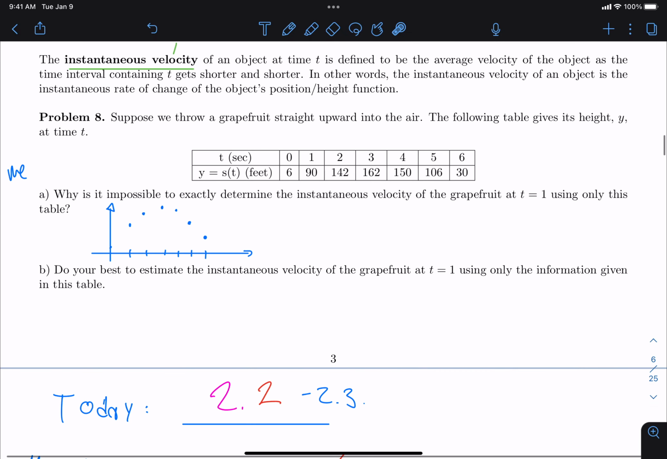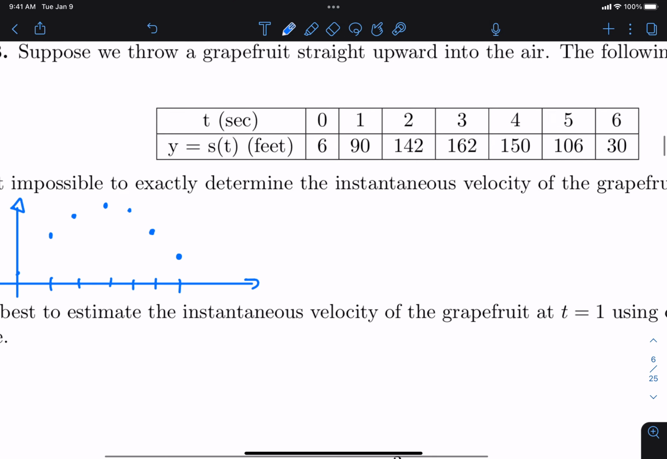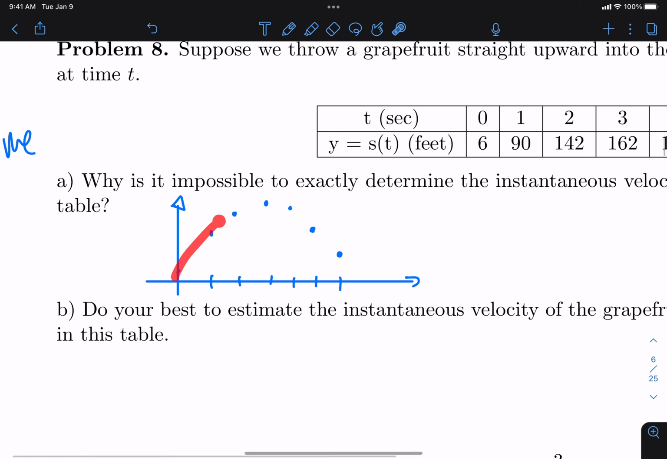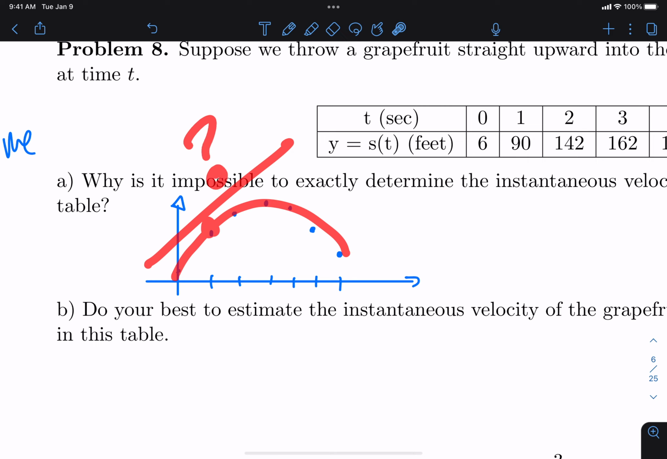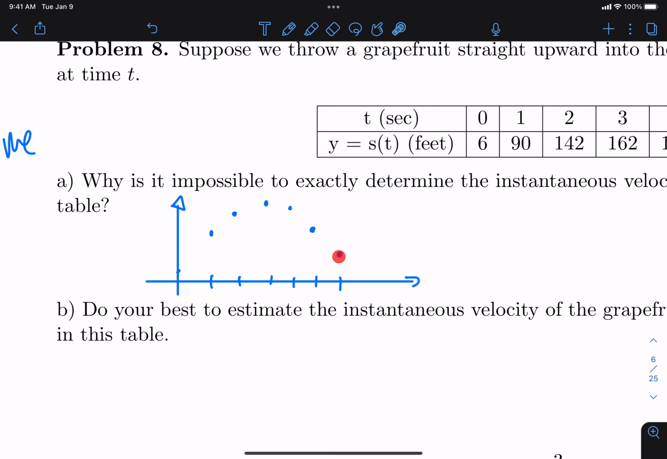What we are asking for is the instantaneous velocity, which is to say, if we knew what this curve was, what would be the slope of the tangent line at this point? And it's a big question mark because we don't actually have the function. We just have a handful of data points, a handful of points on this curve. We don't know what the curve itself is actually doing.